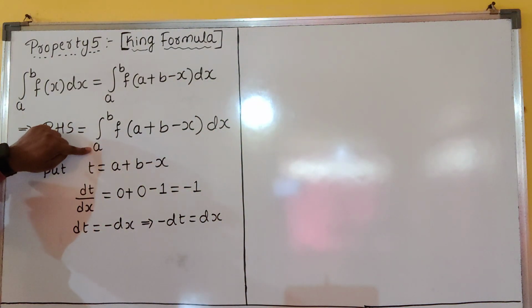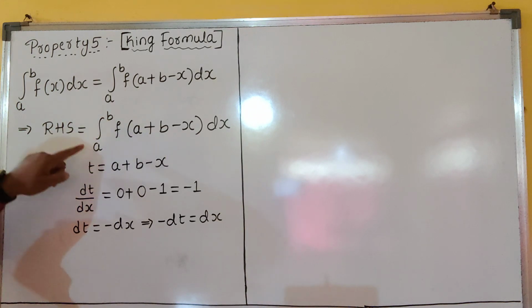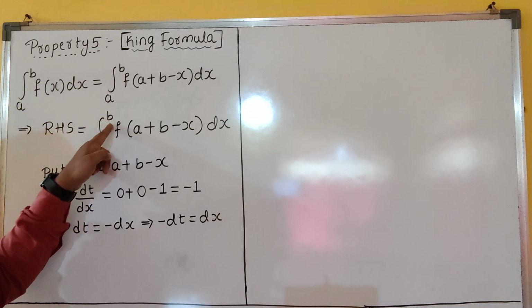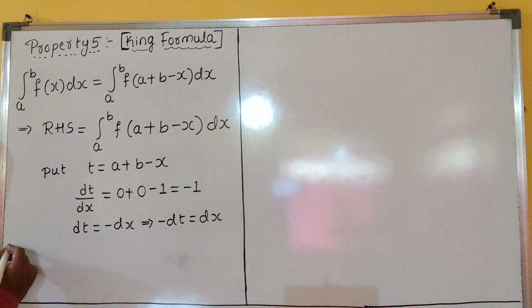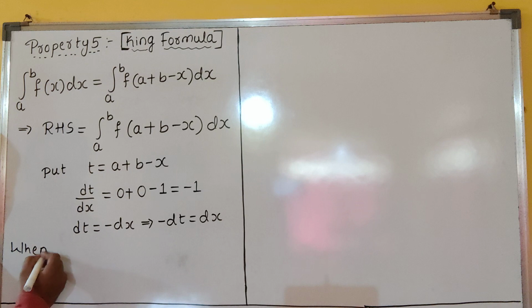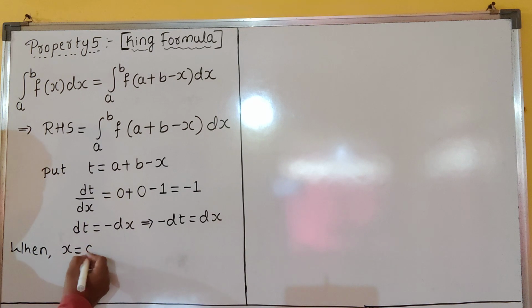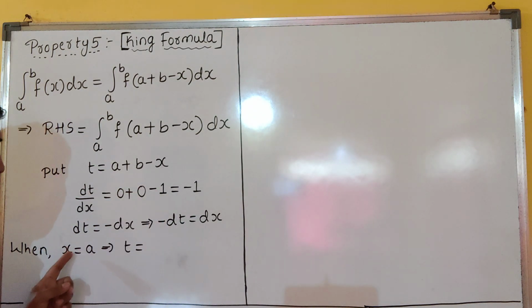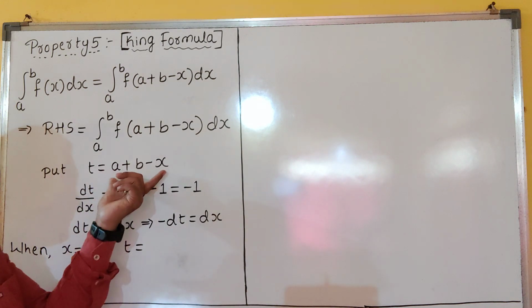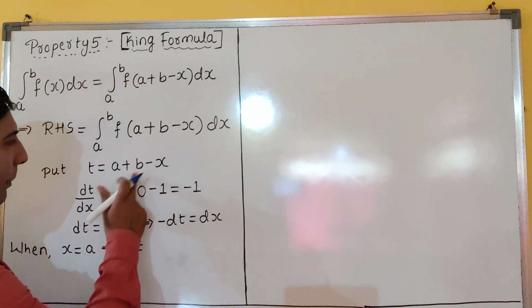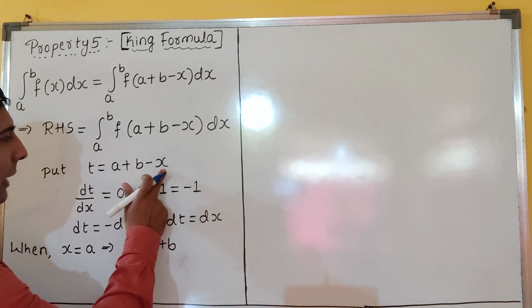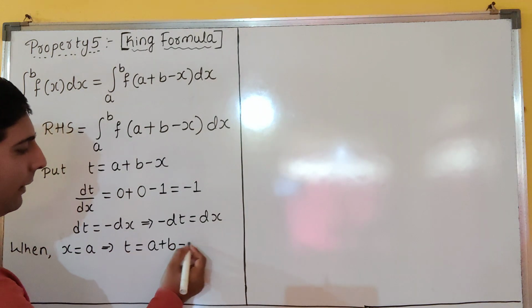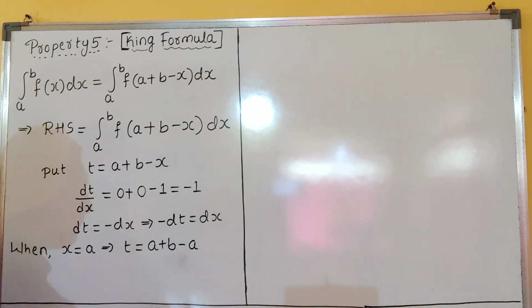First you see this is the lower limit. B is the upper limit. Lower limit is a, upper limit is b dear students. Now let us check with the lower limit. When x is equal to a, lower limit, t will become what? T we have only considered a plus b minus x. So now you are putting x is equal to a in t. So what you will get? A plus b as it is I will write. What is the value of x? X value is a. So it will become here minus x, no? Minus a it will become.